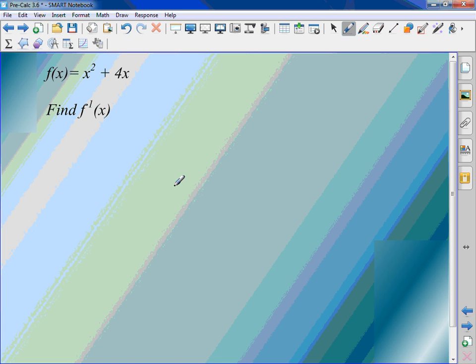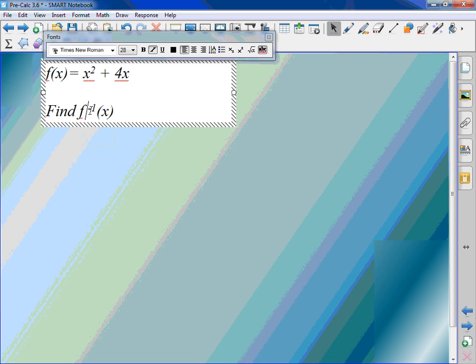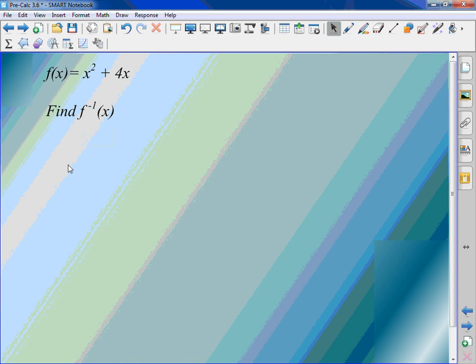All right, I have f of x equals x squared plus 4x. We're going to find the inverse of f of x. What's another word for f of x? What's the other thing we use? y. So to find the inverse, we're going to make x equals y squared plus 4y.